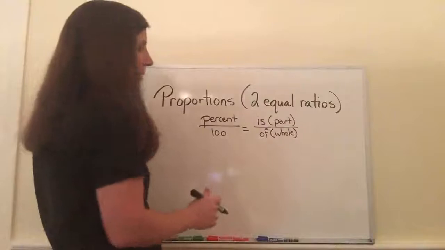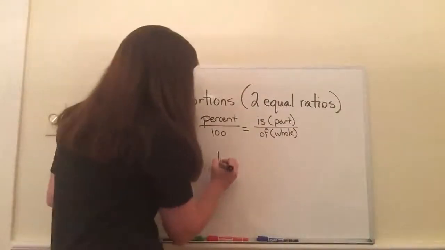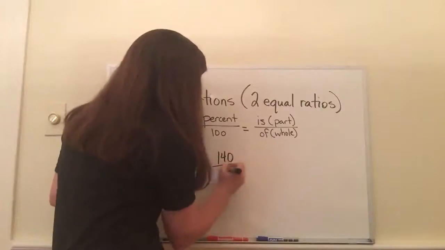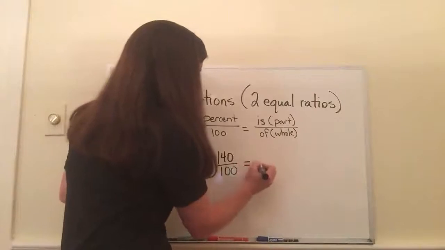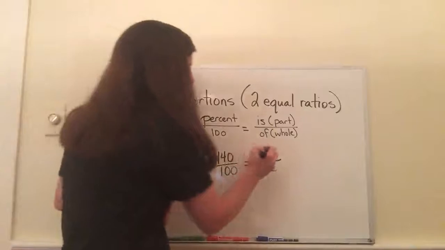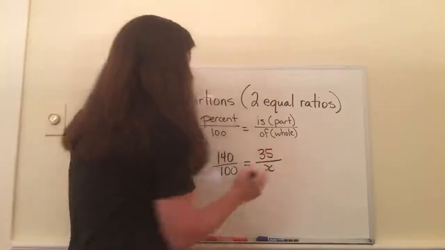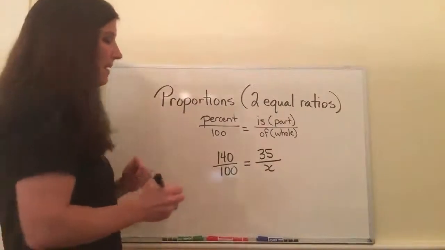140% of what number is 35? So 140% per 100 is 35. So 140% of what number is 35?